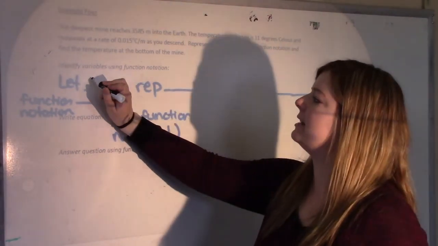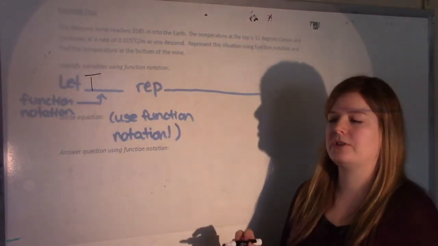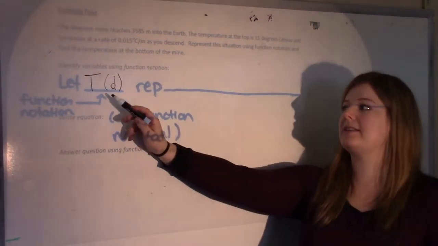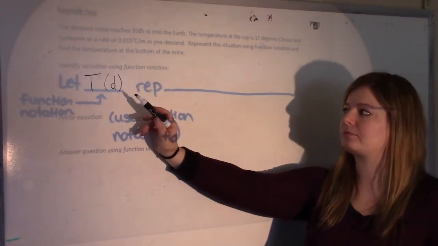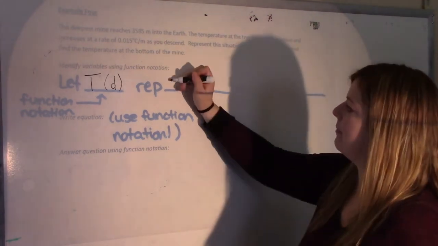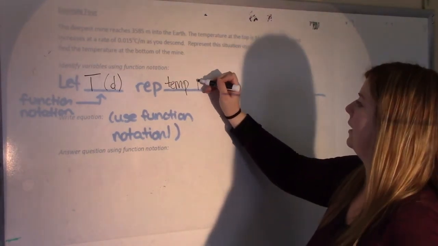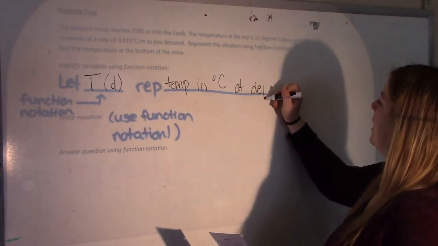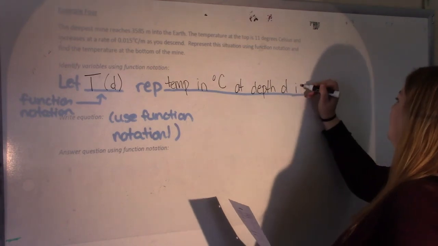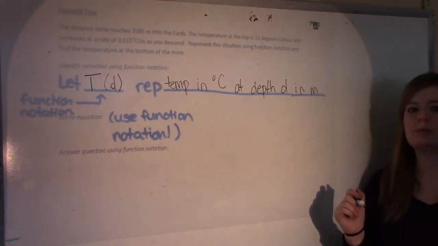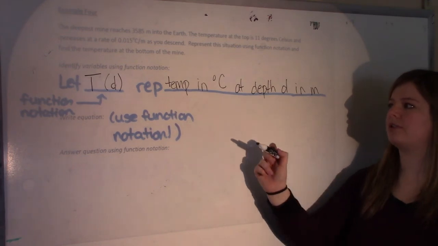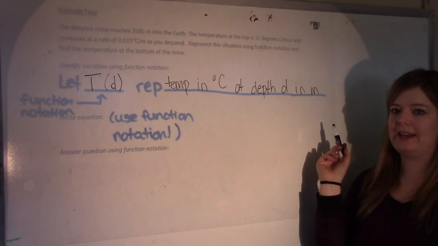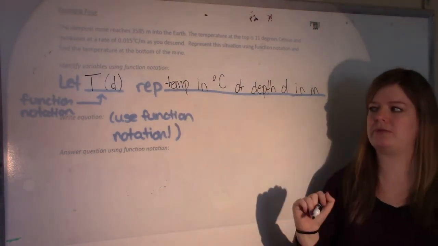So we're going to use capital T to represent temperature, and we're going to say at depth. So what is the temperature at a certain depth? So this represents the temperature in degrees Celsius at depth D in meters. So what I've done here is I've been able to describe the temperature, which is the dependent variable, and the depth, which is the independent variable. And notice I use function notation.